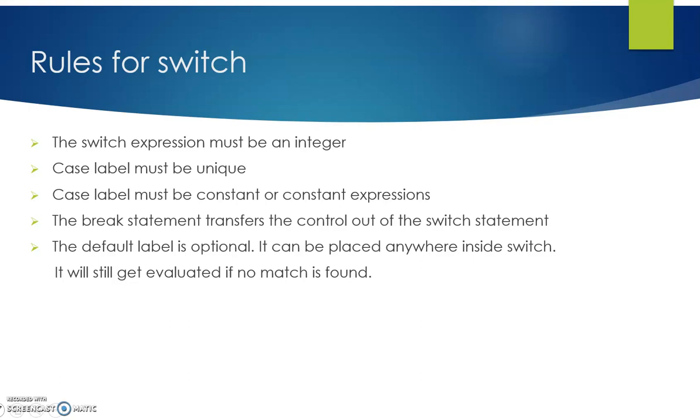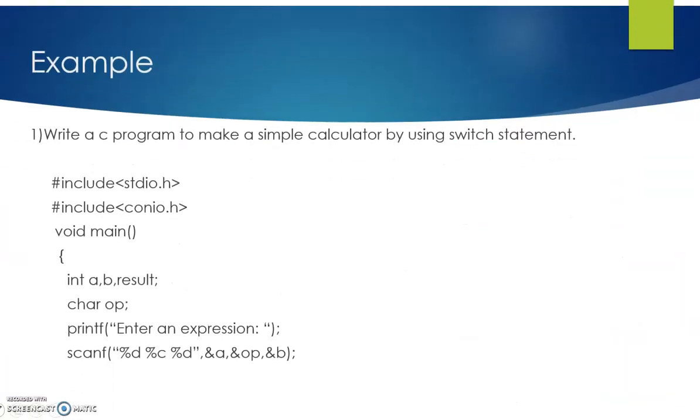Let's see some examples. Here the example is to write a program to make a simple calculator by using switch statement. Here we use variables as a, b, result and op. a and b are for the input function, and result is used to print an output. op is used to store the operator. Here we use scanf function because we are taking input from the user.